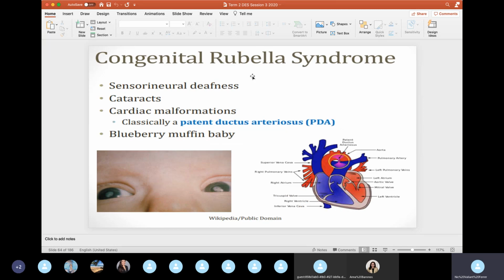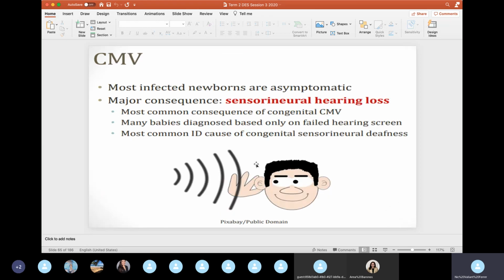So rubella. When I say rubella, you think patent ductus arteriosus, you think cataracts. They love that in the vignette. When you hear cataracts and persistent machine-like murmur, that describes PDA. Think rubella. And they also love this term, blueberry muffin baby, right? So you have blue rashes all around the baby. So when I say congenital rubella syndrome, you say sensorineural deafness, cataracts, patent ductus arteriosus, and blueberry muffin baby.